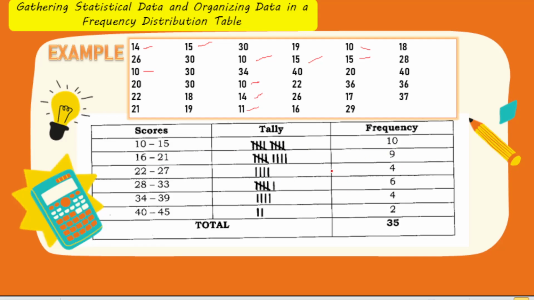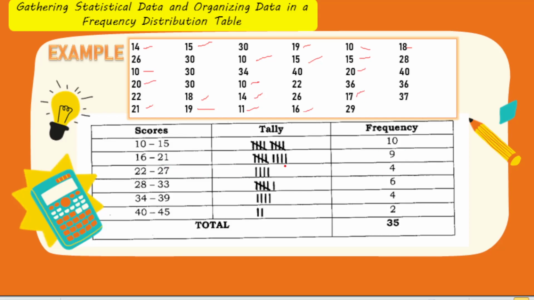Then, 16 to 21, we have 9. Please check that. So, 16 to 21. 1, 2, 3, 4, 5, 6, 7, 8. Is there more? I cannot see it anymore. There. So, 9. So, we have 9.